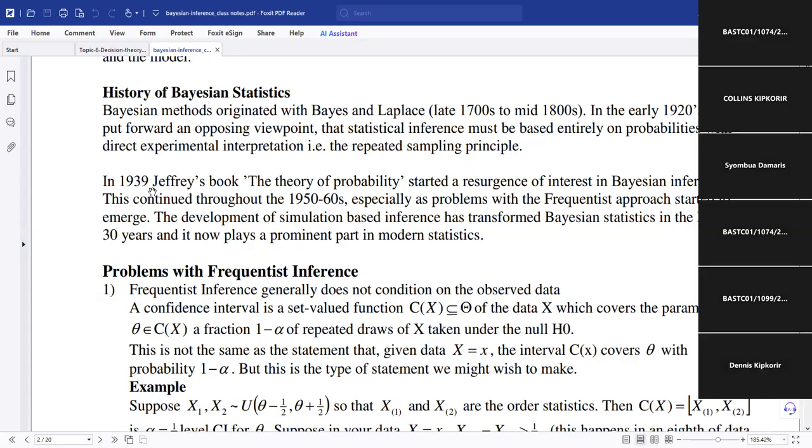And in 1913, in Jeffreys' book, which also gives a Jeffreys principle in Bayesian statistics, the theory of probability started a resurgence of interest in Bayesian inference. And this continued through the 1950s and 60s, especially as problems with the frequentist approach started to emerge. The development of simulation-based inference has transformed Bayesian statistics in the last 20 to 30 years, and is now playing a prominent part in modern statistics.